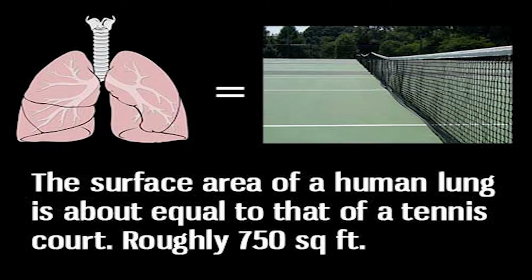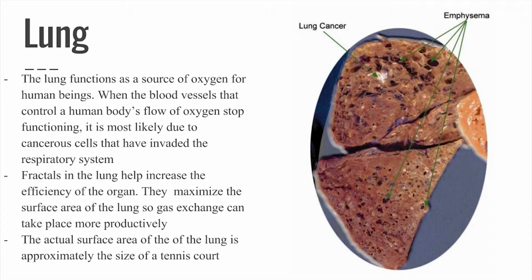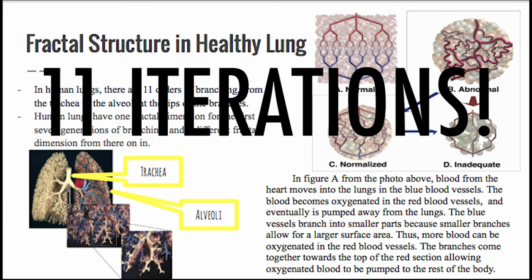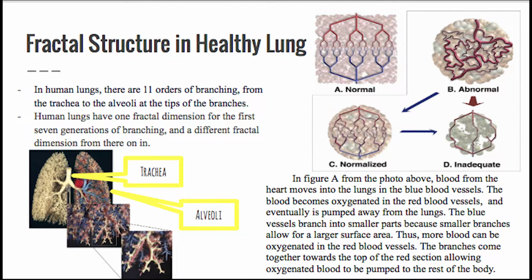The actual surface area of the lung is approximately the size of a tennis court. In human lungs, there are 11 orders of branching, from the trachea to the alveoli at the tips of the branches. Here's an example of the fractal structure of a human lung.